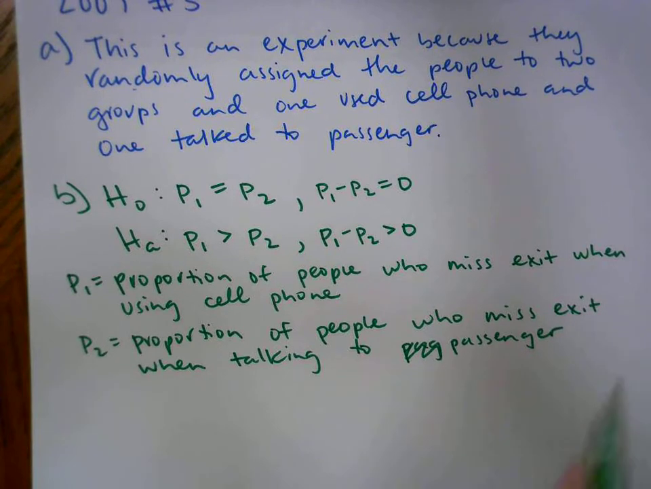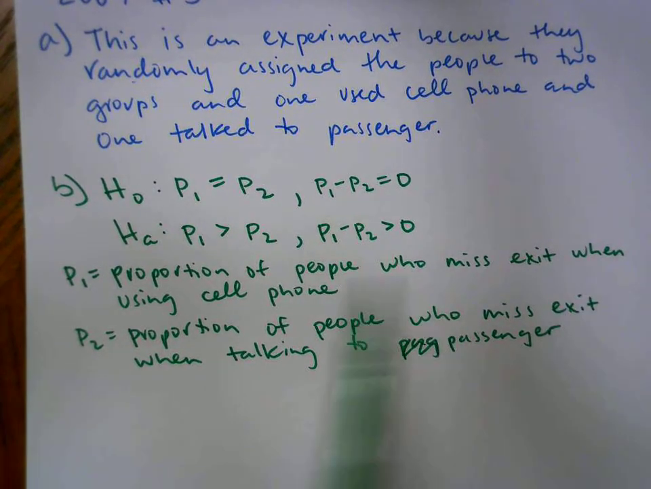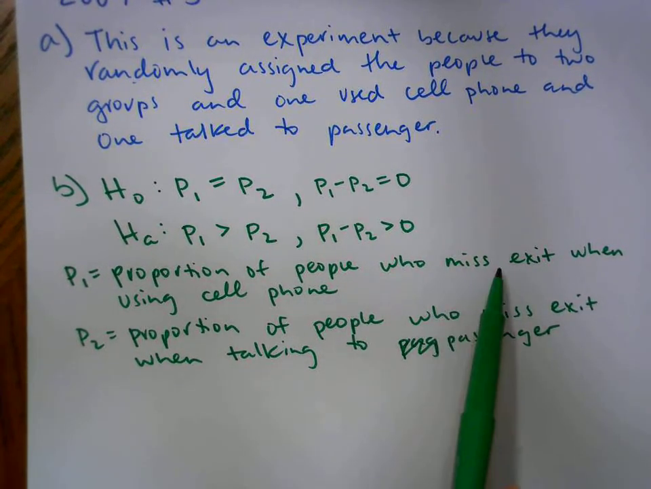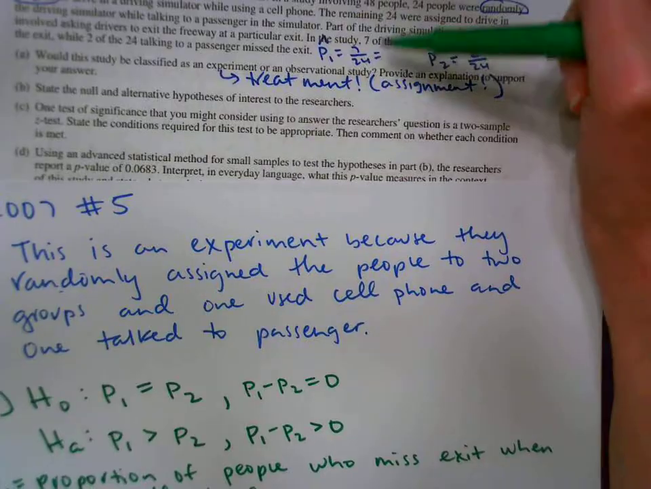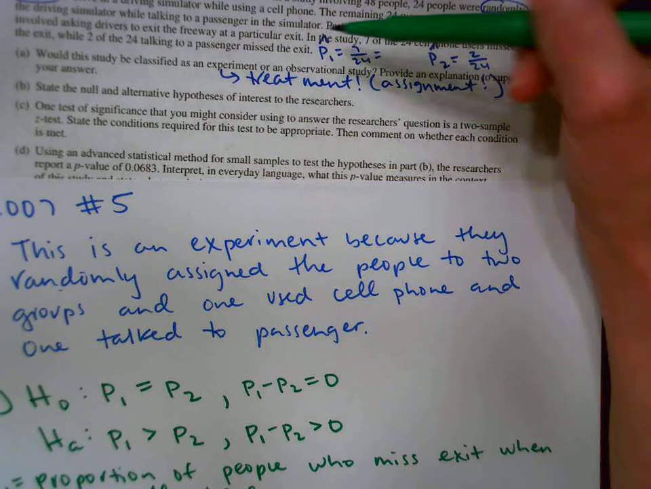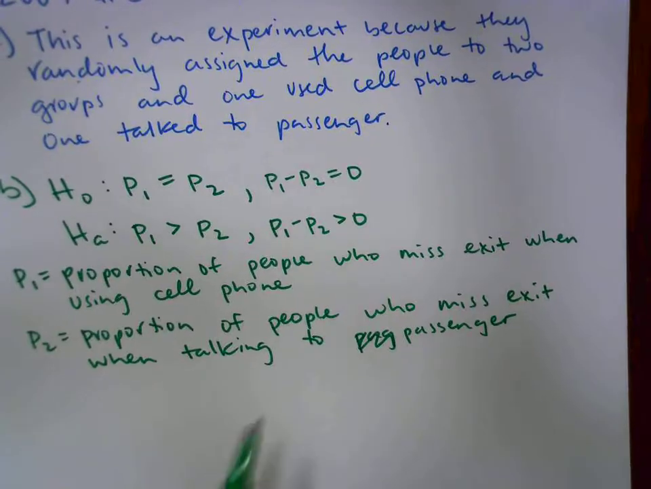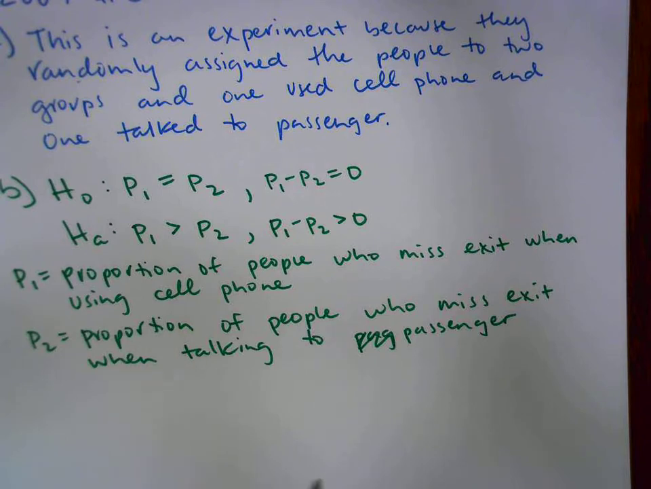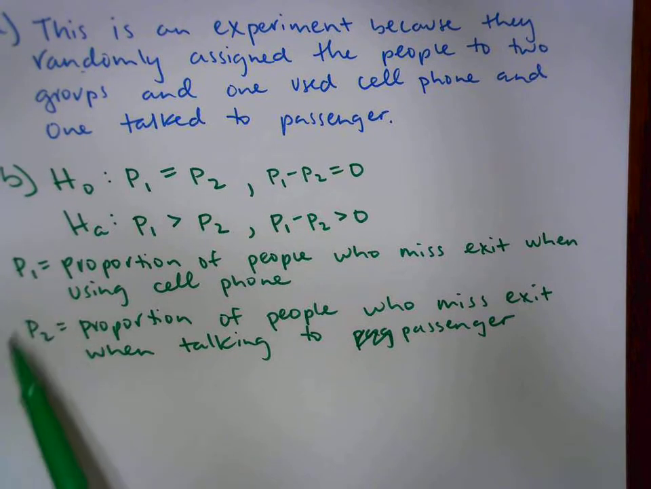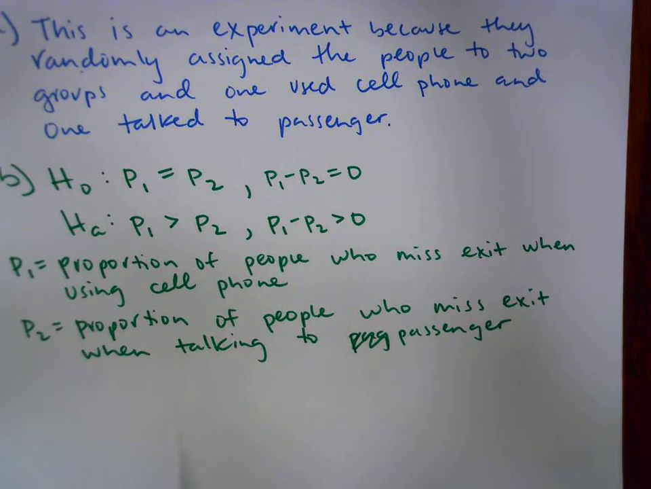Notice my verbiage. I did not say proportion of people who missed, past tense, the exit. We know that 7 out of 24 missed the exit. That's your P hat. We just want to talk about in general the proportion who will miss the exit. Don't use past tense when you're defining your parameters, because past tense sounds like the sample result, which is not what we're trying to decide about.